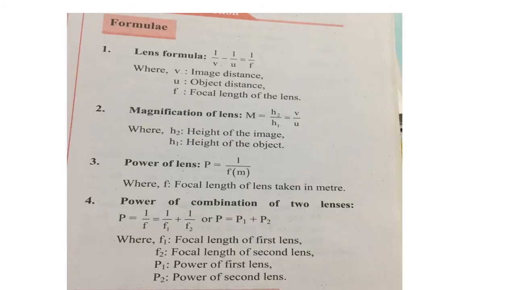These are the formulae that we have learned in this lesson. The first one is called the lens formula, second one is the magnification of lens, third one is power of lens and power of combination of two lens. What you have to remember over here is that P is equal to 1 upon F in meter. Always remember that. If it is given in centimeters, you need to change that.